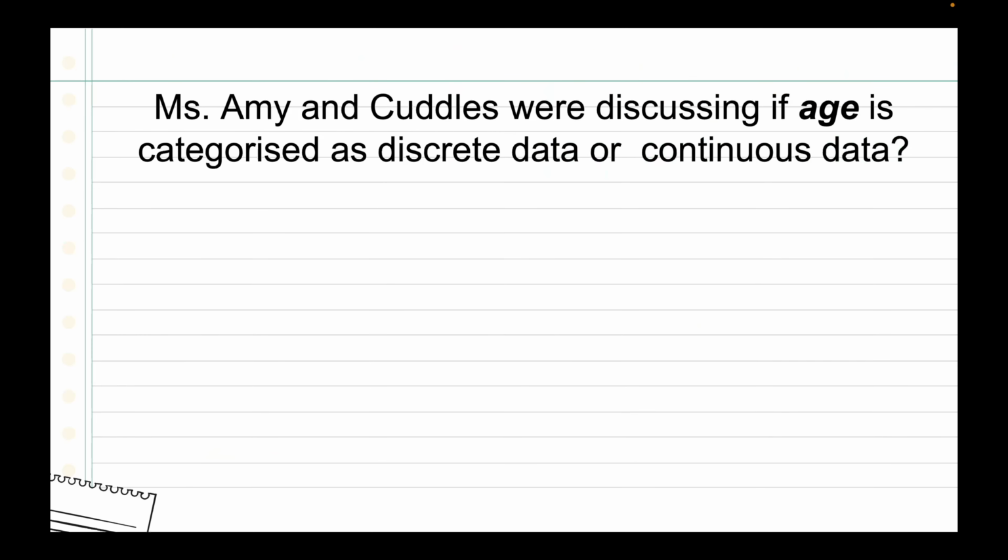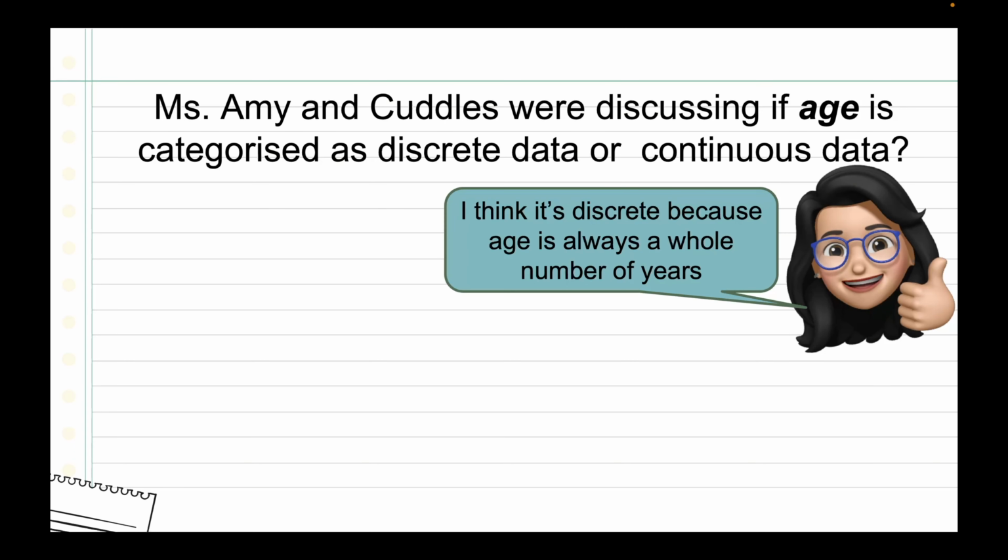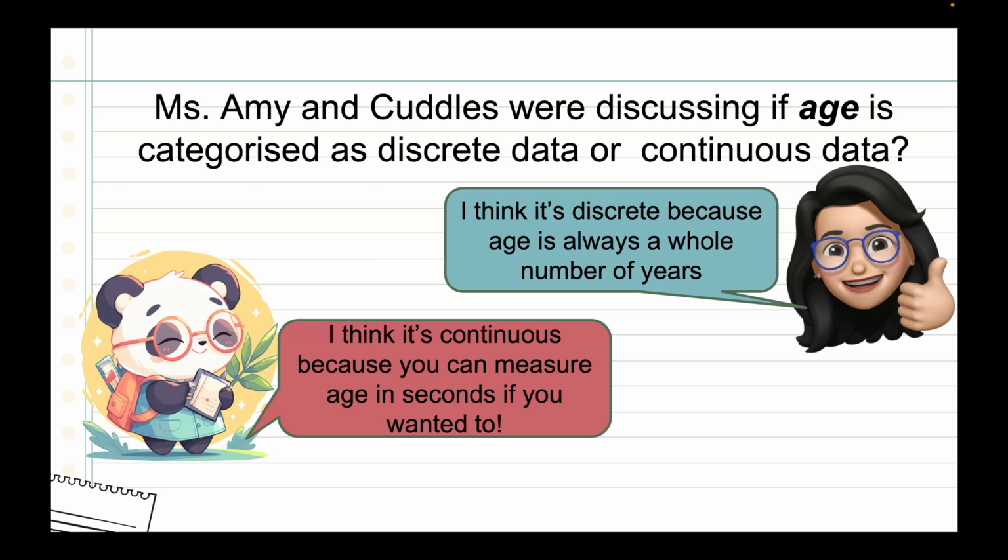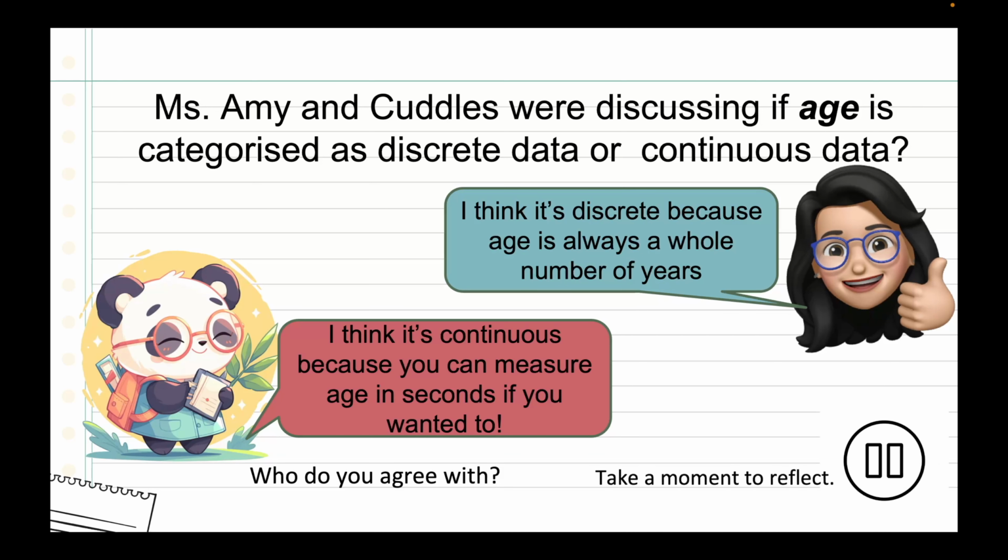Let's have a look at this. Miss Amy and Cuddles were discussing if age is categorized as discrete data or continuous data. Miss Amy says, I think it's discrete because age is always a whole number of years. Cuddles says, I think it's continuous because you can measure age in seconds if you wanted to. Take a moment to reflect and decide who you agree with.